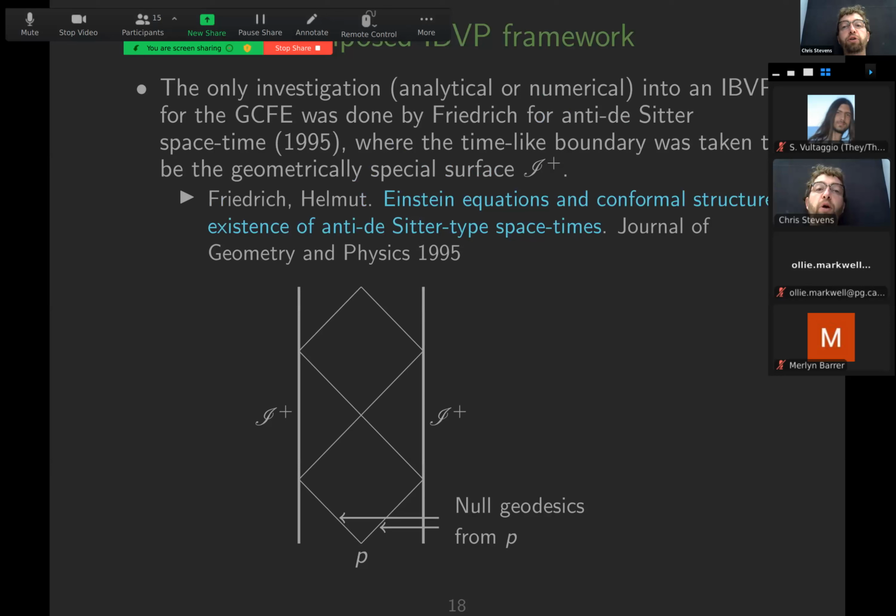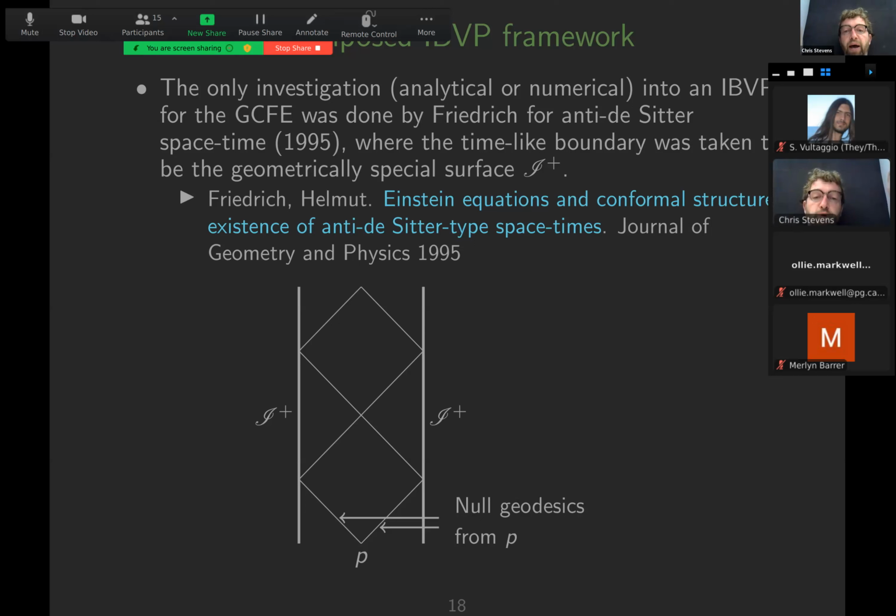The only notion of an initial boundary value problem came from Friedrich again. I'm looking at anti-de Sitter. Anti-de Sitter can be embedded into the Einstein cylinder, like if you take a vertical slice through the middle, so it's still infinite in one direction. That is the embedding of the universal cover of anti-de Sitter, if you want to be specific about it.